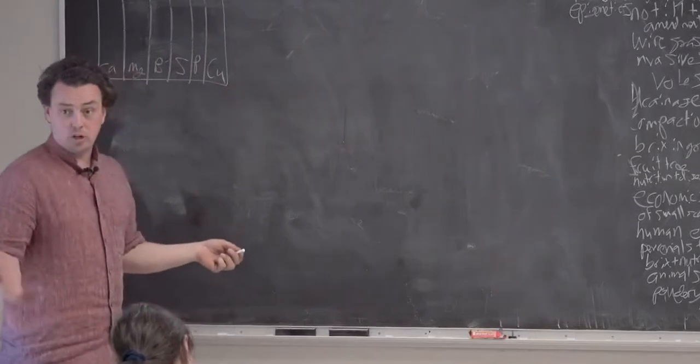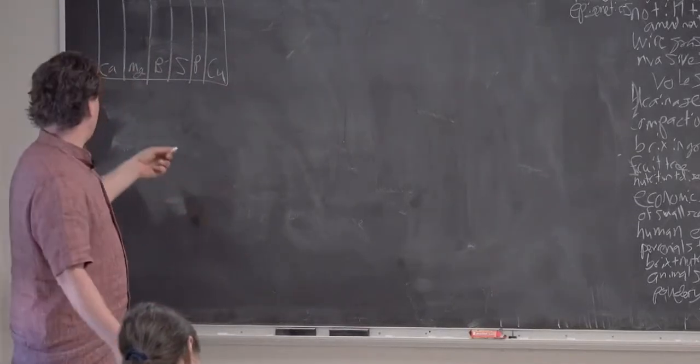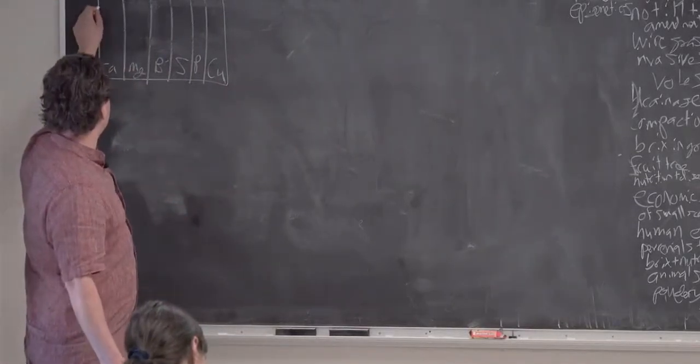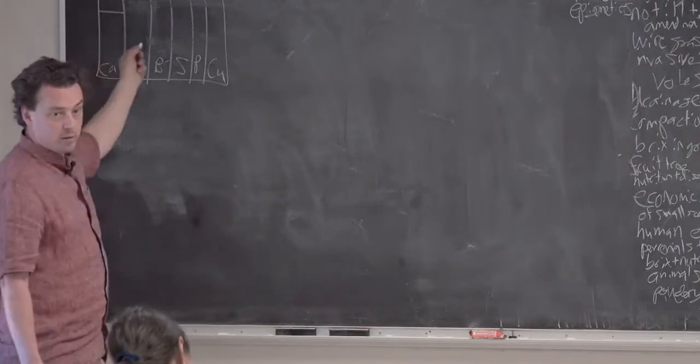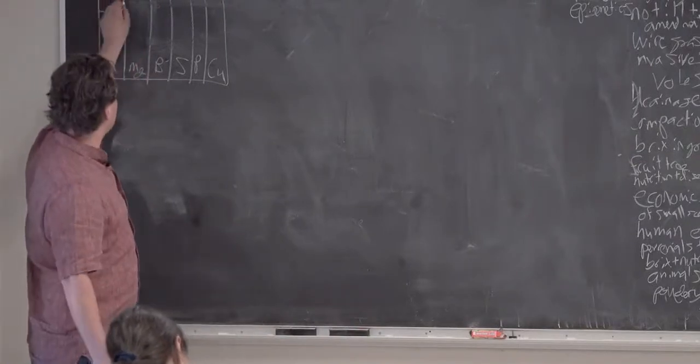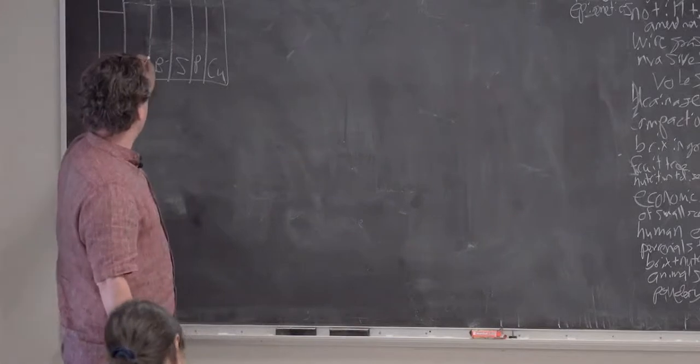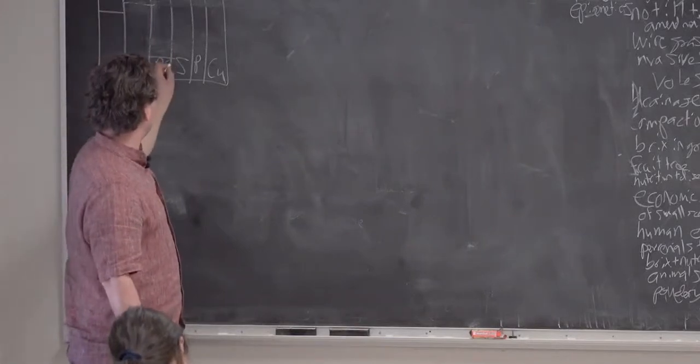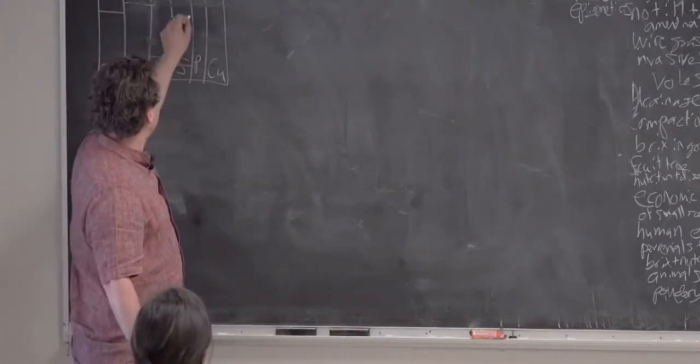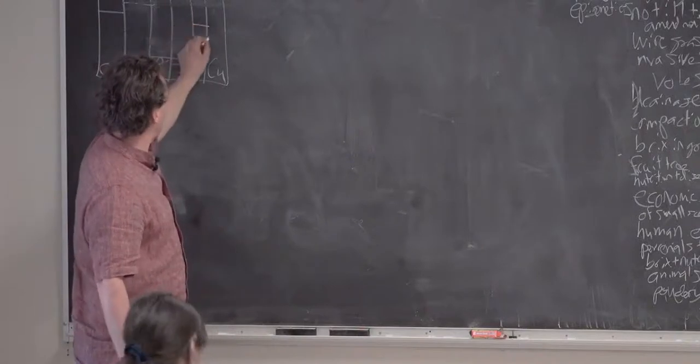So when you get your soil test back and you see, okay, calcium is at 75% of where it's supposed to be. Magnesium is at 80% of where it's supposed to be. Boron's at 15% of where it's supposed to be. Sulfur is at 10% of where it's supposed to be. Phosphorus is at 50% and copper is at 40%.